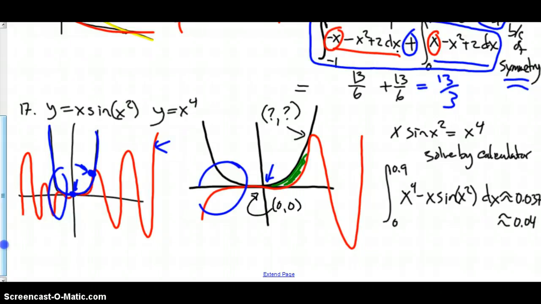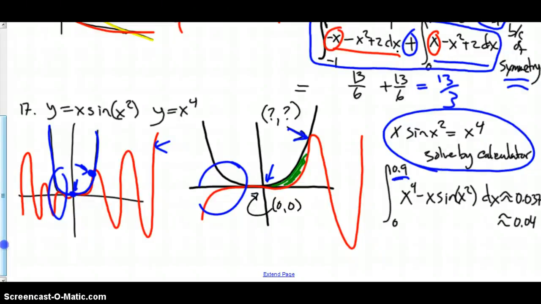So I only have 2 intersections, and I solved for those by calculator. It asks you to approximate. Approximate in this case means you're not going to get an exact value for x sine x squared. You're going to get an approximation anyway, so that's all they're looking for.